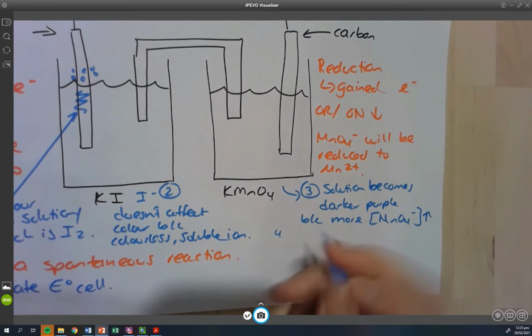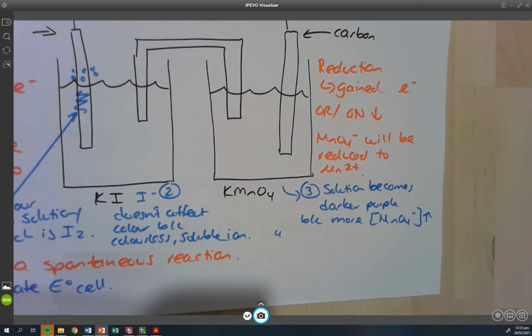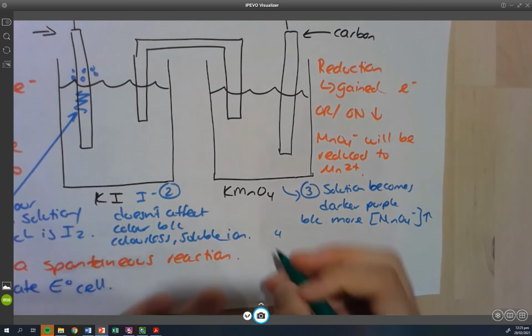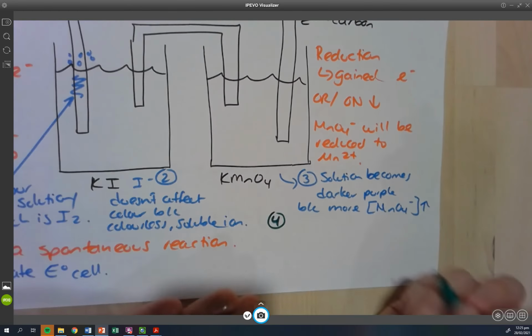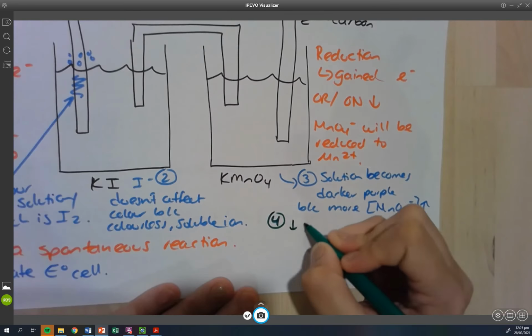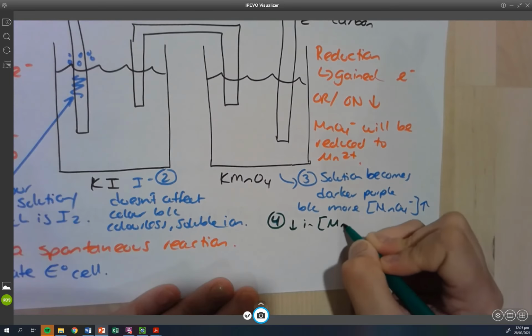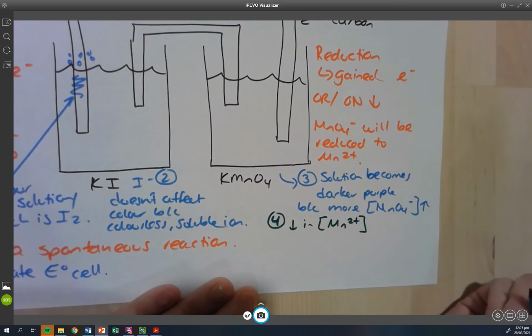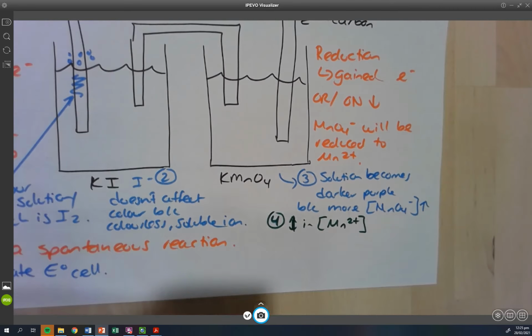The fourth thing I would write down, and this is now getting towards the excellence because I've now gotten to Mn2 plus, I would just be stating that Mn2 plus has no effect to the color change. So the decrease in MnO4, sorry, I should say increase. Sorry, lighter purple. What am I doing?